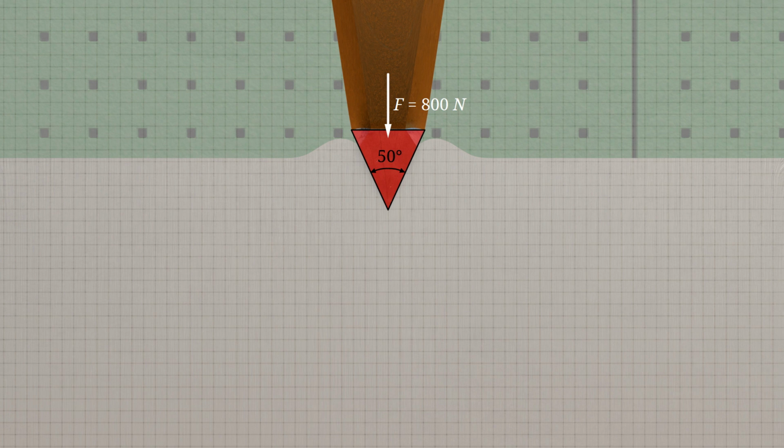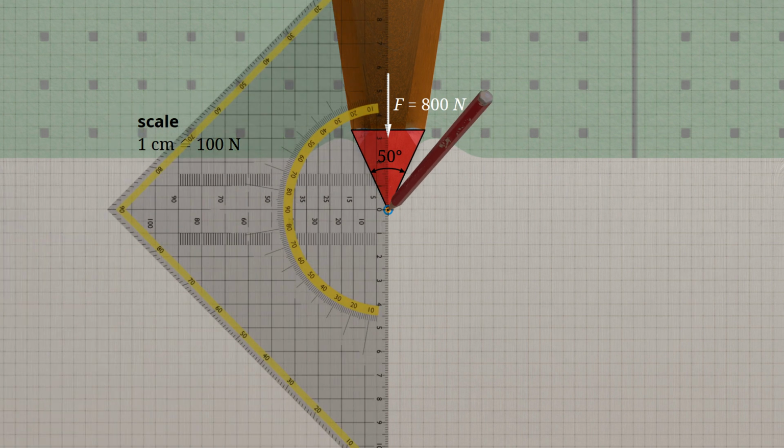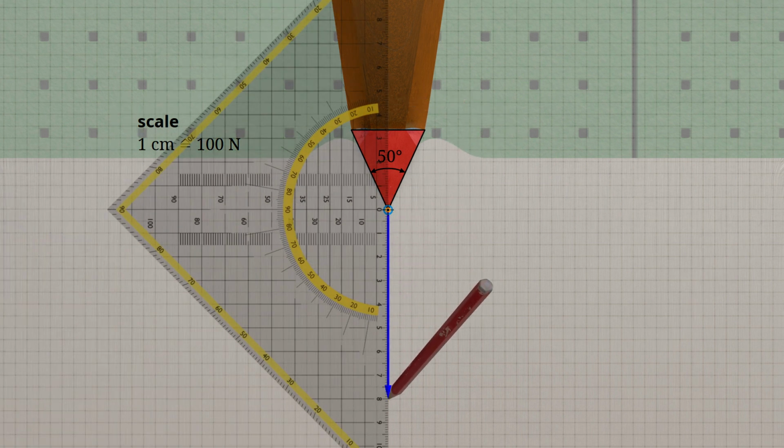To determine the resulting separation forces graphically, we first choose a suitable force scale to convert force to drawing length. In our case, we choose the scale so that 1 centimeter corresponds to a force of 100 newtons. Therefore, we draw our force arrow for a force of 800 newtons with a total length of 8 centimeters. Since this force acts vertically downward, we also draw our force arrow pointing straight down. We begin the force arrow at the tip of the cutting wedge.